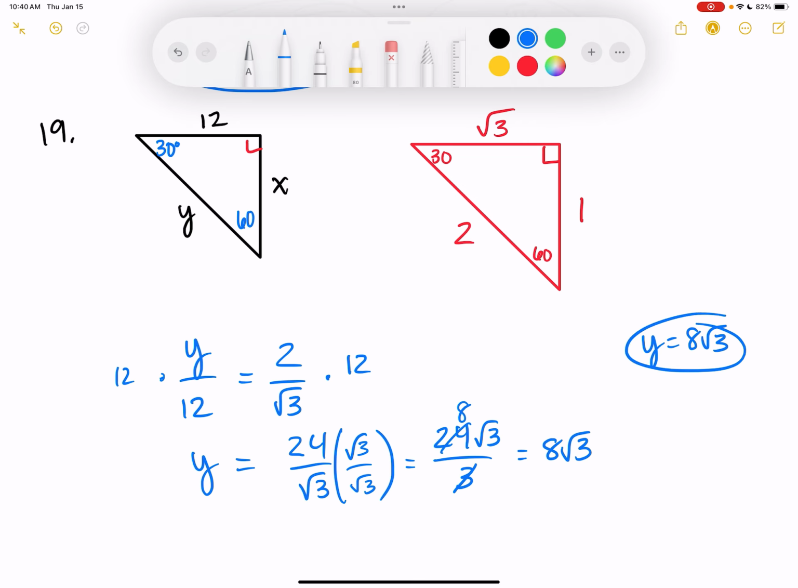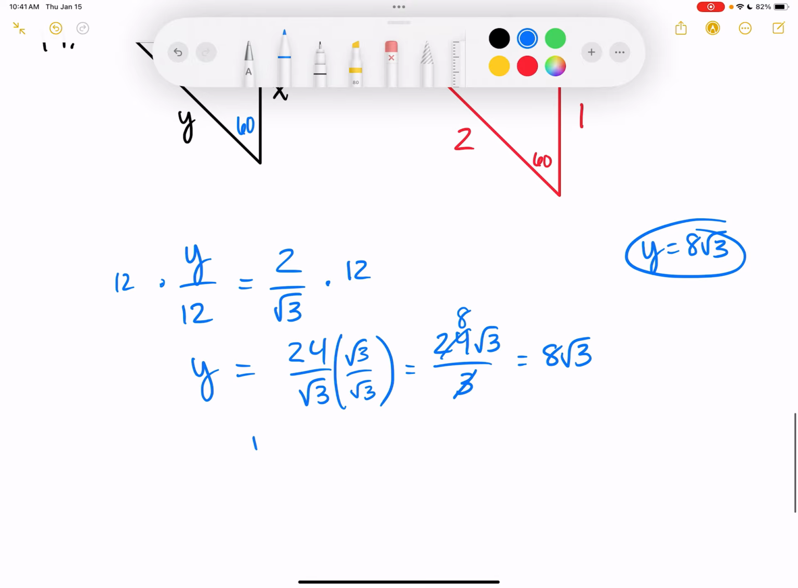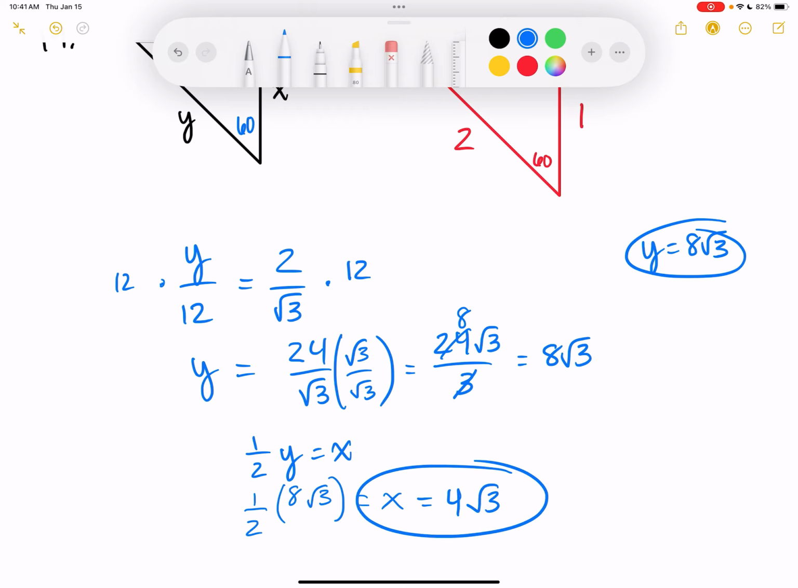Now, obviously, the last one, I was able to say, well, they're the same value. Well, these ones are not, so I have to figure out how to relate that. Now, if you notice here, this side is 2 and this side is 1. So this side is half of this side. So I can take half of Y. So half of Y is equal to X. So half of 8 root 3 is 4 root 3. And that's X.